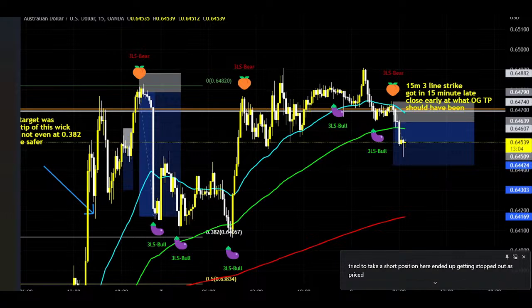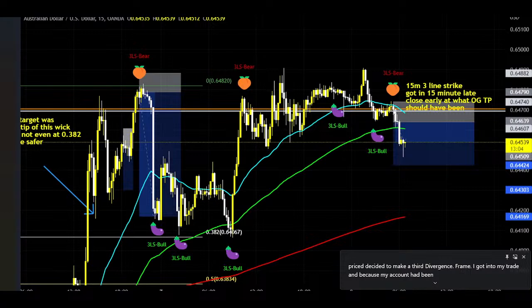So we ended up getting a 3-line strike rejection off of the 21 on a 15-minute time frame. I ended up getting in a little bit late because I was in the bathroom at this time. So I got in at the close of the next candle and ended up closing this trade early at what the original take profit should have been.